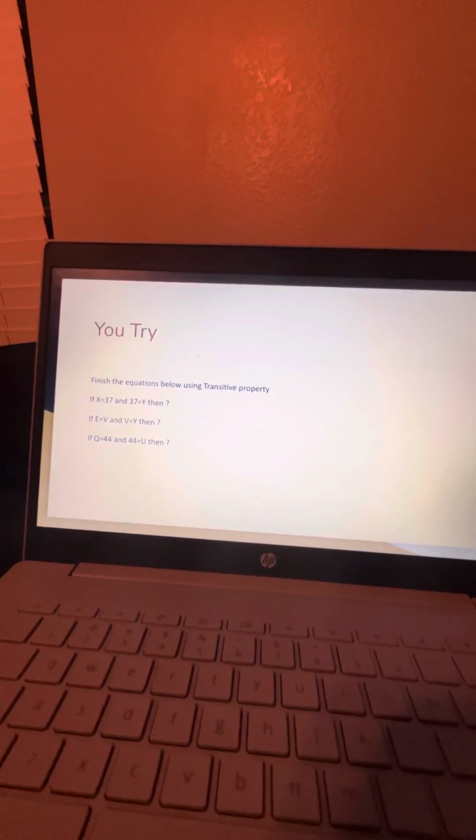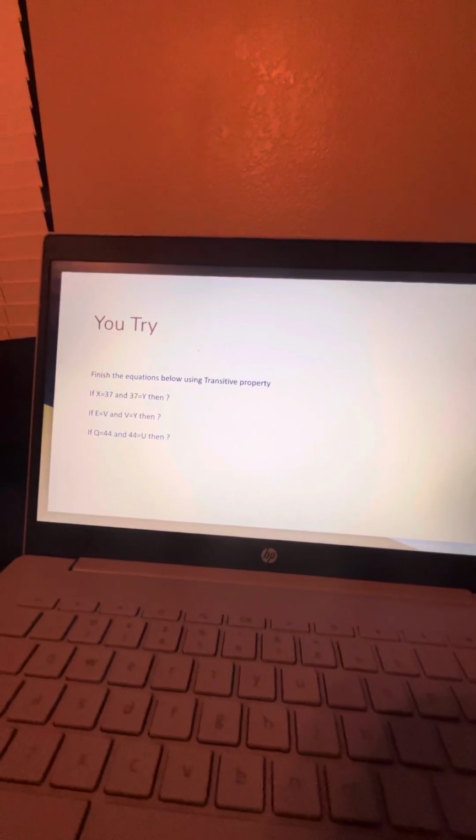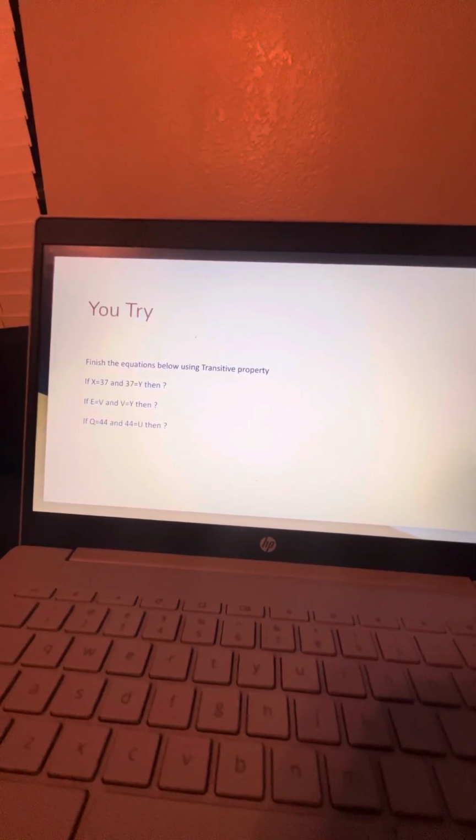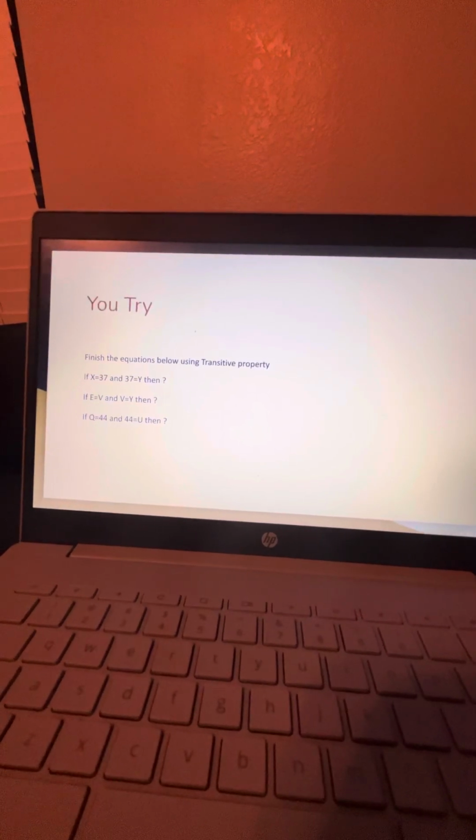And same thing with this. You can do a symmetric property with this. You can switch them. So Q can equal U or U can equal Q. It doesn't really matter as long as you get the basis of it equaling each other down.